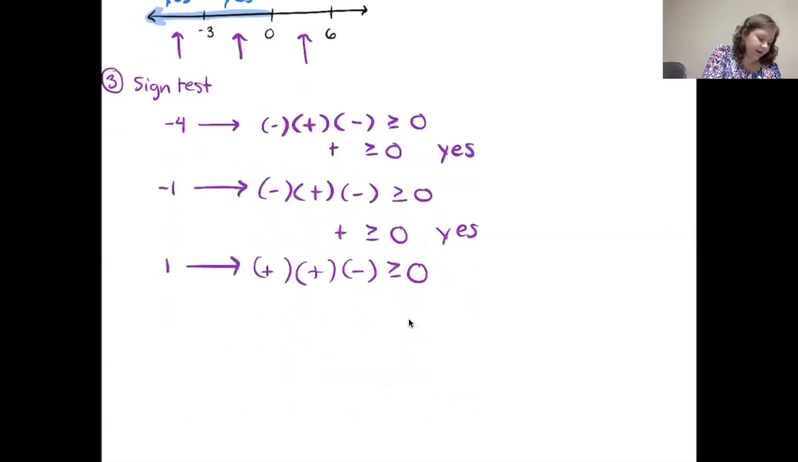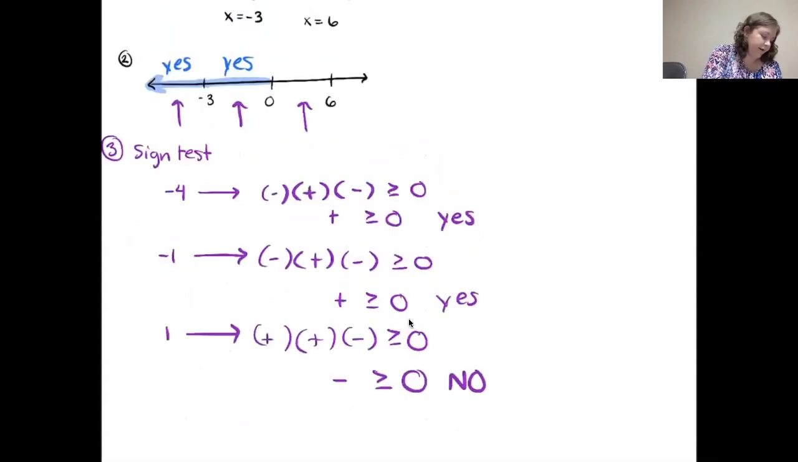Positive times negative is negative. Is it greater than or equal to 0? No, because negative numbers are not greater than or equal to 0. So we say no for that.